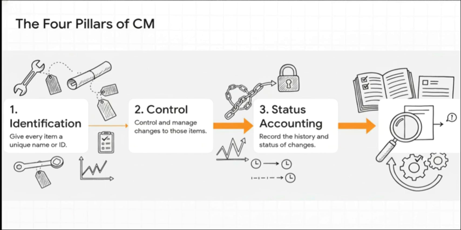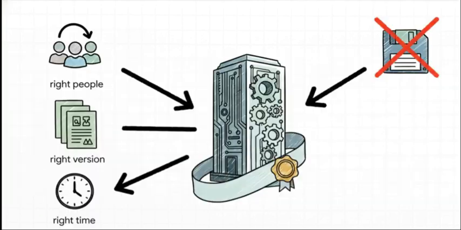First, you identify what you need to manage. Second, you control the changes to those things. Third, you use status accounting to record the full history of what happens. And finally, you run audits to verify that the whole system is accurate and has integrity. That's the whole shebang. So at the end of the day, what's the big takeaway here?